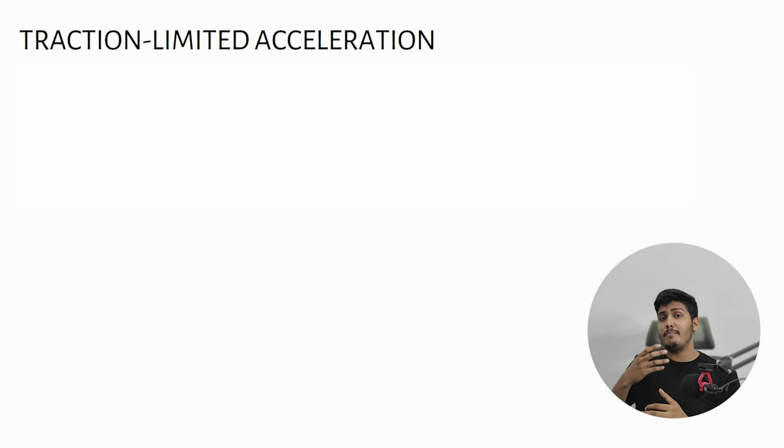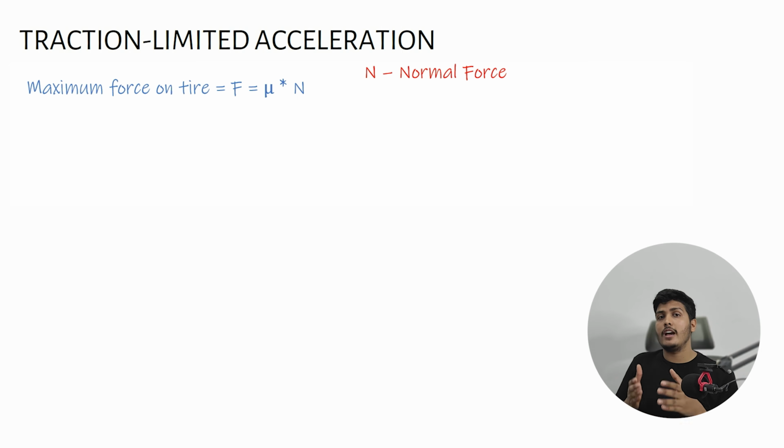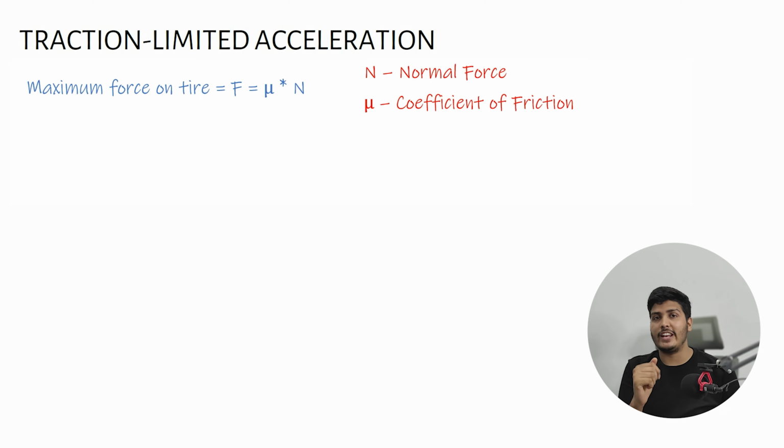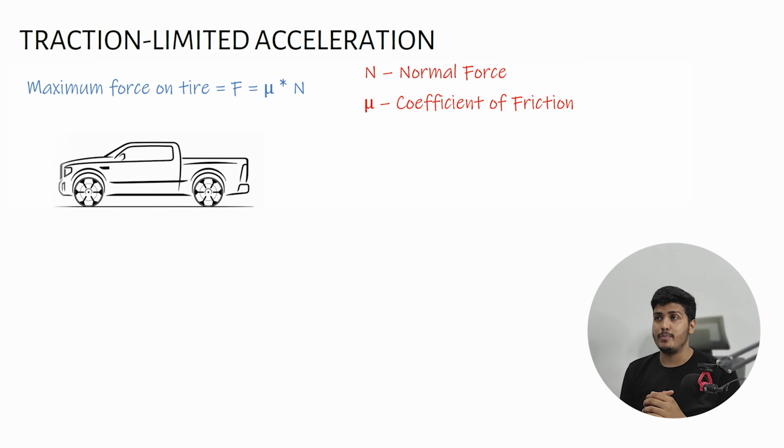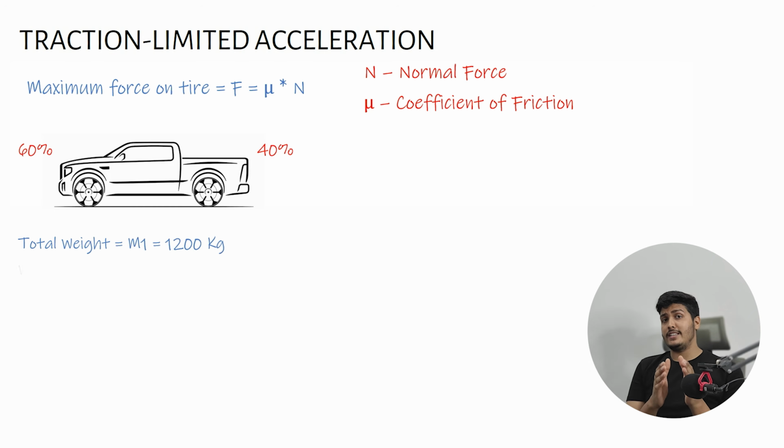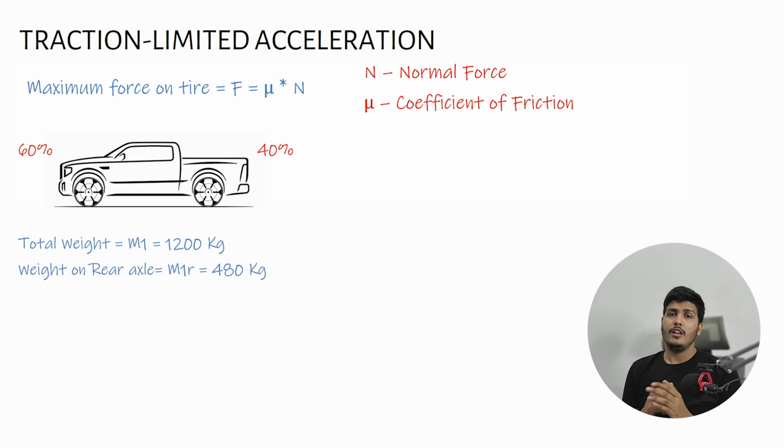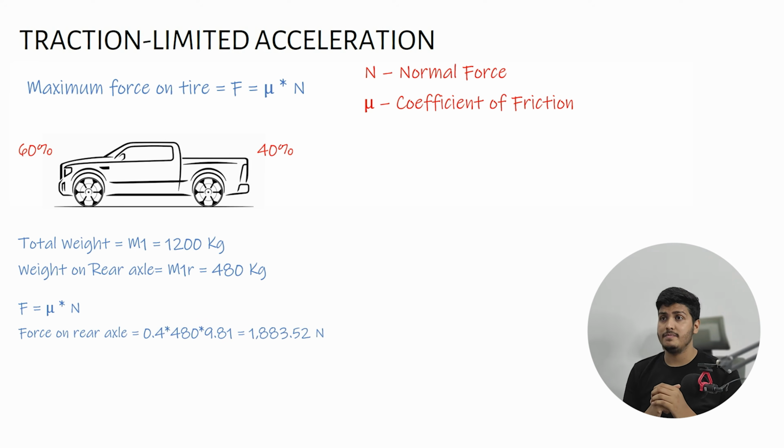So, in this case, the maximum force on the tire will be given by force equals mu into N, where N is the normal force and mu is the coefficient of friction. It's time for an example. Here we have a rear wheel drive pickup truck with a load distribution of 60% in the front and 40% in the rear. The total weight of the truck is 1200 kg. So, the weight at the rear axle will be 480 kg. Now, force is given by mu multiplied by N. This will give the force on the rear axle as 1883.52 Newton. From here we can calculate the acceleration from force equals mass into acceleration. This will give acceleration equals 1.56 meter per second square.